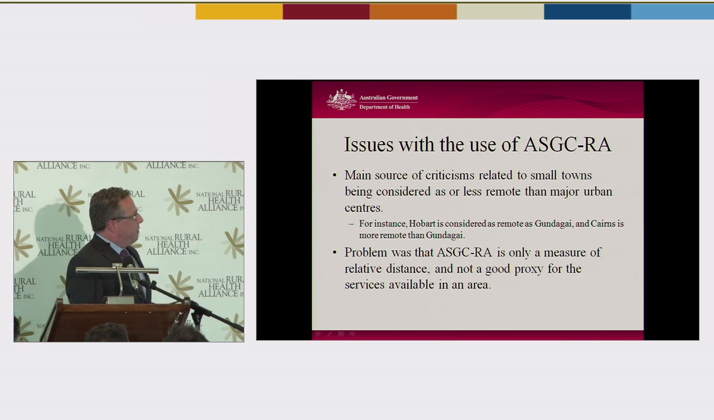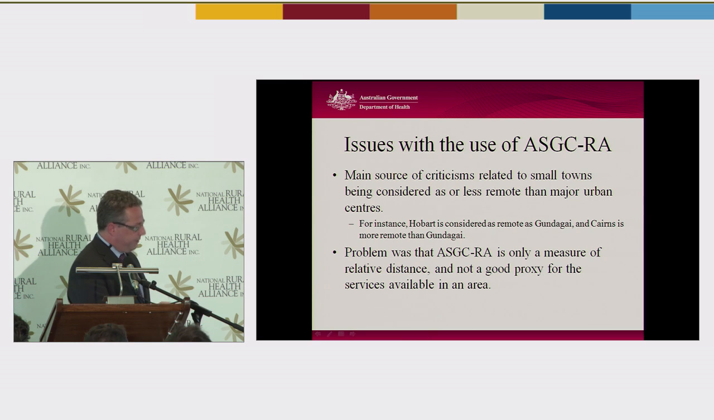And so the actual criticism we're getting is with things like Hobart and Gundagai both being RA2. Gundagai's got around 2,000 people. Hobart's a capital of one of our states, has a hospital, full range of services. And because we're paying financial incentives on the RA basis, people naturally complain that why would you go to Gundagai if you could go to Hobart?